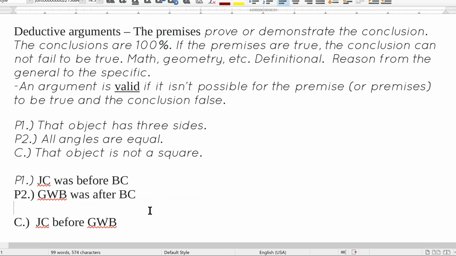Much more simple, right? Our colored box that's JC came before BC. Our colored box that is GWB was after BC. And therefore, we can conclude JC before GWB. This one's obviously true, right? It's just an order of things. You can write these off to the side somewhere if you want to and check it out, right? There's no other way to arrange it.